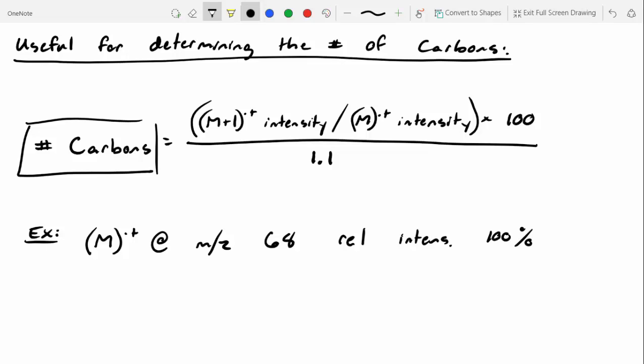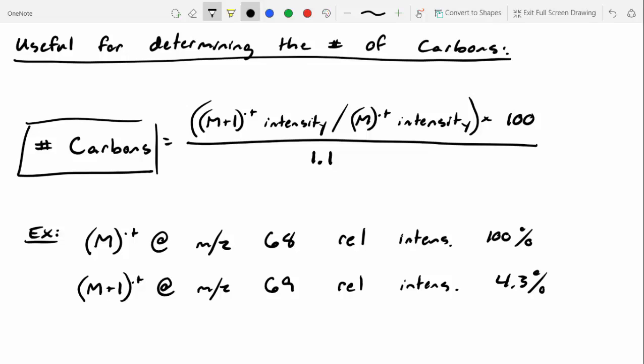So we've got our parent peak in this example at a mass to charge ratio of 68, and its relative intensity, I'm just throwing it out as an arbitrary 100%. And when we take our mass plus 1 peak, it's going to be at a mass to charge ratio of what? 69, we just add 1 to it. So don't look elsewhere in the spectrum. Look 1 heavier, not 2 or 3 or 4. And this one has a relative intensity of 4.3%. Question is, how many carbons do we have in the sample?